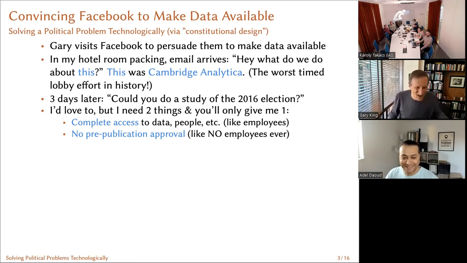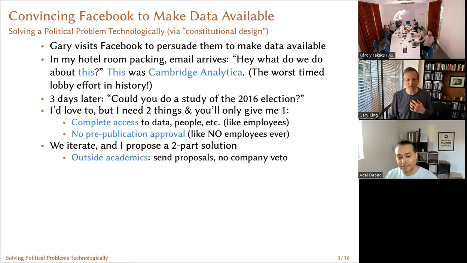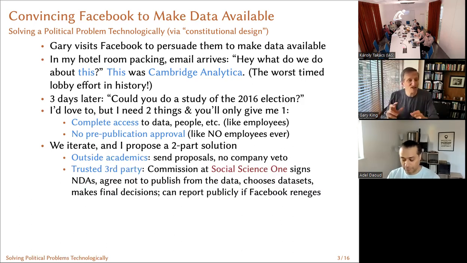So we went back and forth until I finally said, wait a second, there's a solution to this. We're going to make it a two-part solution. I said, first, we're going to have outside academics send in proposals with no company veto. So the company gets no veto, but the proposals have to be vetted. The company doesn't get to vet the proposals. Instead, there's a trusted third party, a bunch of senior distinguished academics, who take one for the team and agree not to publish, but they get inside Facebook.